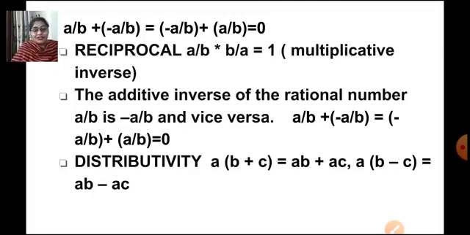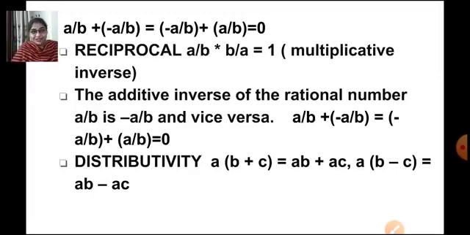Additive inverse, children, whereas when we take a upon b as any rational number or p upon q, then we take it as negative if it is positive, and positive if it is negative. This is known as additive inverse. Like a upon b is any rational number, its additive inverse will be minus a upon b. Like p upon q is any rational number, its additive inverse will be minus p upon q. Numerator and denominator will not change, only the sign will change. If it is positive, it will be negative. If it is negative, it will be positive, right?